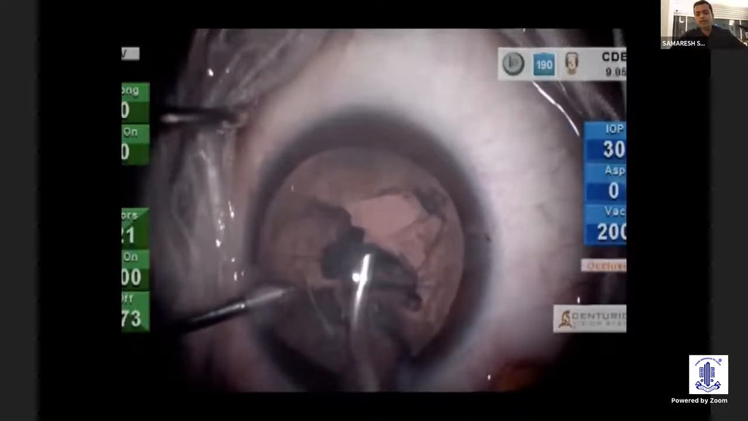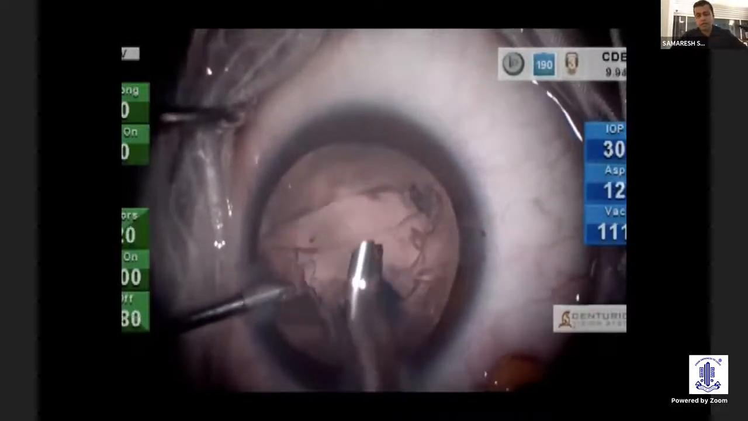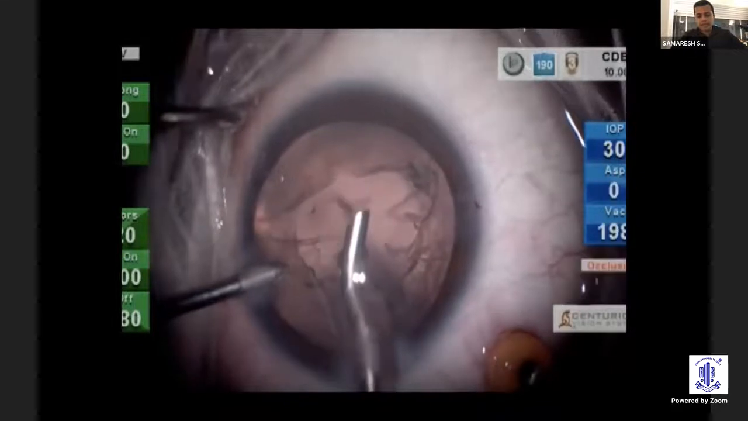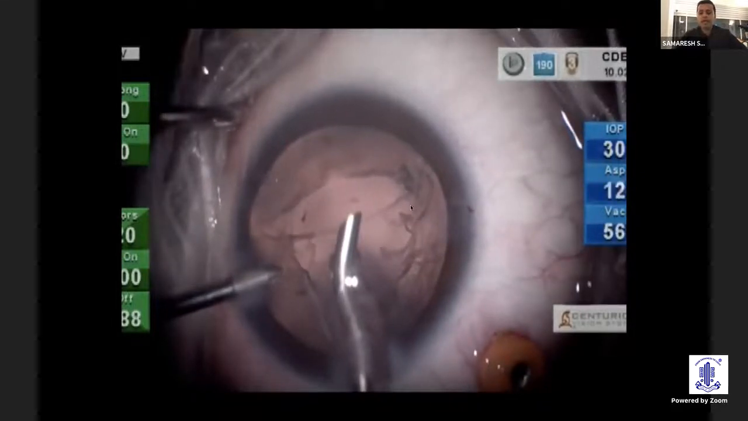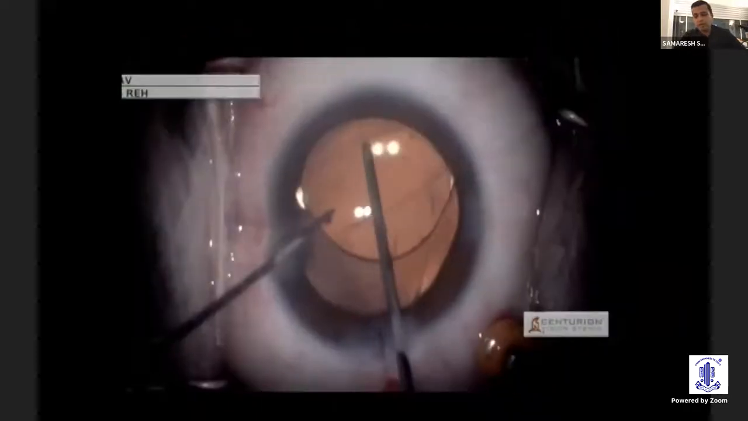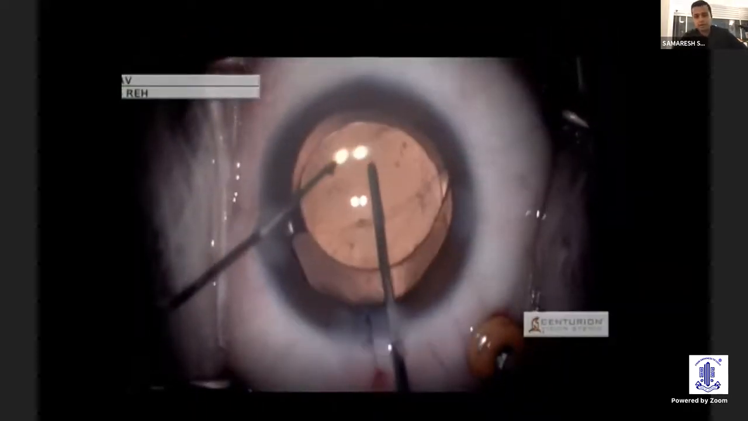make sure that the entire 3 quadrants of the nucleus, which was lying inside the capsular bag, was removed without any fragment dropping down into the posterior cavity. And I could do that because of splitting my irrigation and my phaco probe.